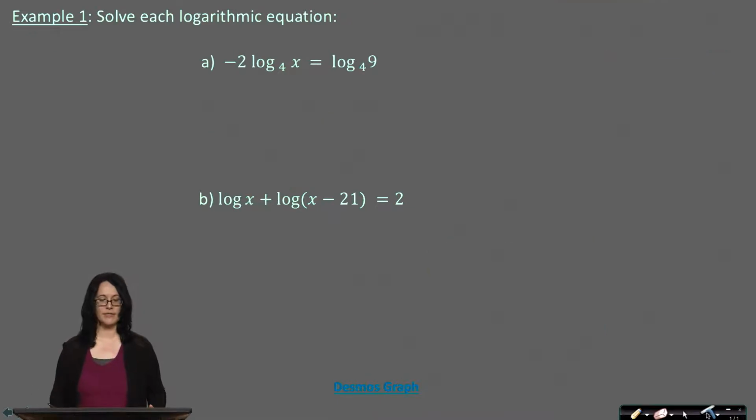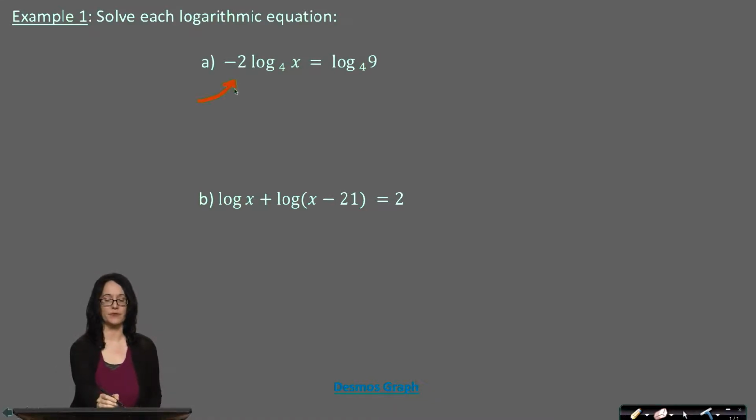Okay, so in this example, it says, could you solve this logarithmic equation? Negative 2 log base 4 of x equals log base 4 of 9. Is it, in its current form, in a position where you recognize what to do? Not quite, right? We had a log equals a log, which is almost what we have here, same base, right? But what is not quite right?